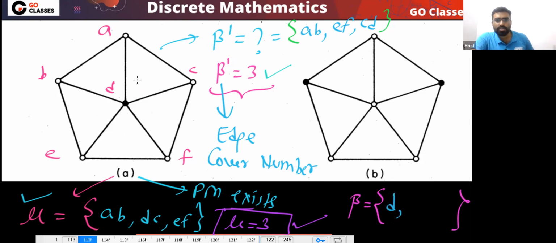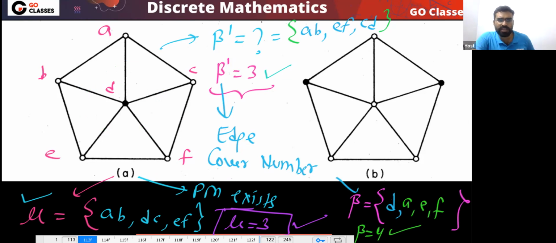So vertex cover. You can take B. This will cover these edges. See, if you take D, then it will cover all these edges. So now these edges are gone. These edges you have covered. Then you can take A, E, F. So the vertex cover number will be 4 actually. The beta will be 4.